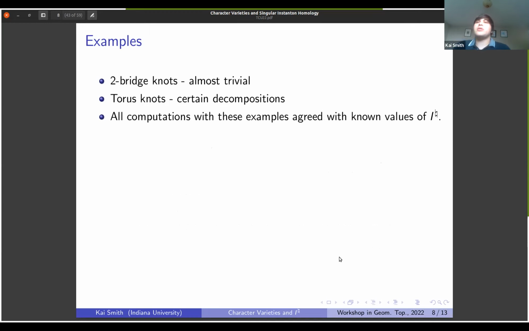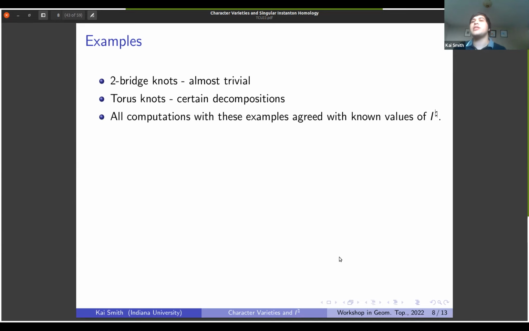So what examples had been computed? Hedden, Herald, and Kirk could compute the pillowcase homology of two-bridge knots. Those are almost trivial, since a two-bridge knot just comes from gluing together two trivial tangles. So those were fairly simple, but then more complicated examples came from torus knots, though they were only able to compute the pillowcase homology with certain tangle decompositions. And all the computations they did agreed with known or conjectured values of Instanton homology.